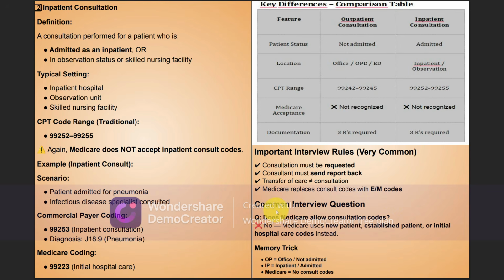We are saying that. Common interview question: does Medicare allow consultation codes? Answer is no. Medicare uses new patient, established patient, or initial hospital care codes instead of consultation codes. Memory trick: OP, office visit, not admitted; IP, inpatient, admitted. Medicare: no consultation codes.